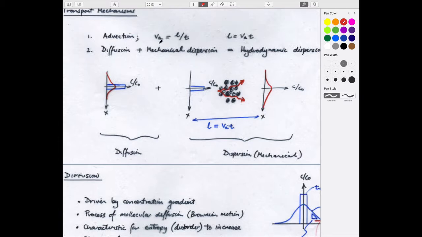And so the description I always apply to this is that if I take a beaker that's filled with water, and if I put a drop of ink in there as some contaminant, and then I walk this beaker across the room in front of you, then that's physically moving with me at the velocity that I travel at, which is v sub a, the advective velocity. And that's physically what advection is.